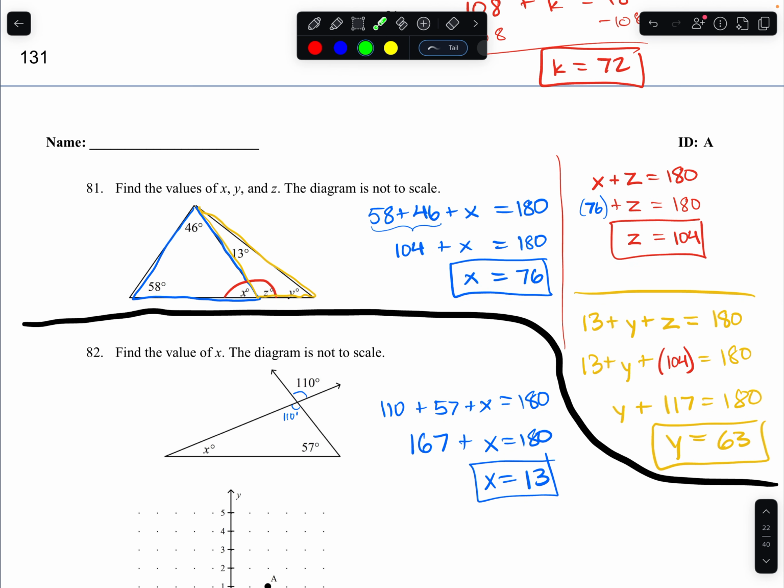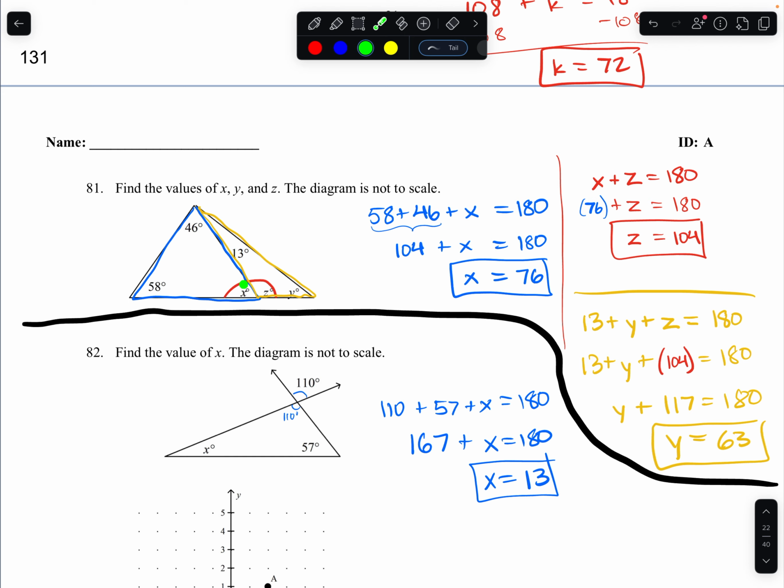81, we're going to use that same idea that three angles in a triangle add up to 180. But we actually have three different triangles here. We have this blue one, we have this yellow one, and I'm not sure if we'll use it, but we also have the whole thing. Starting with the blue triangle, we know two angles, find the third, just like we did in the last problem, and we'll get that x is 76 degrees.